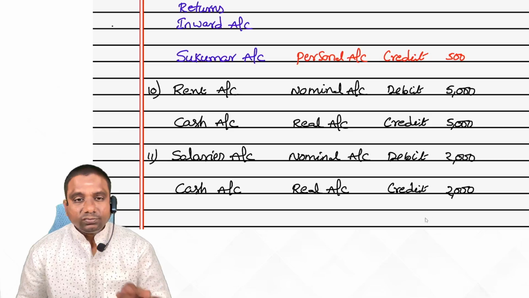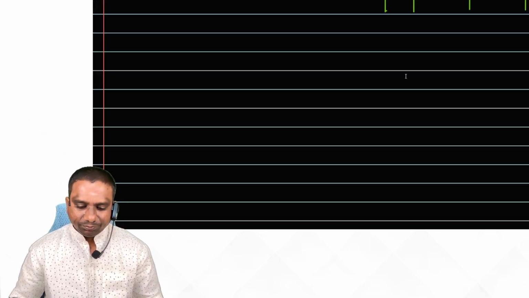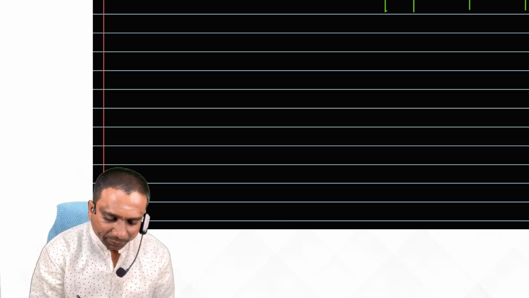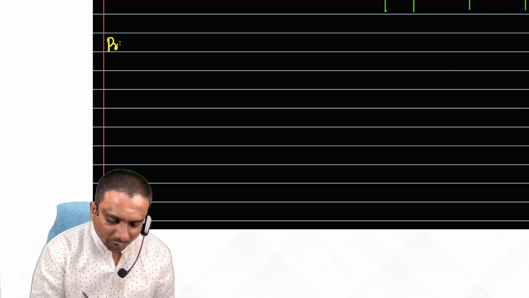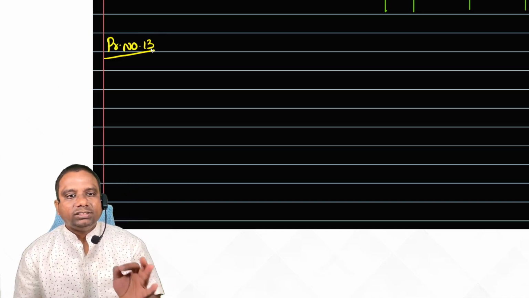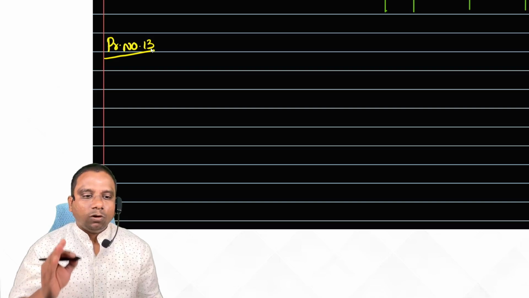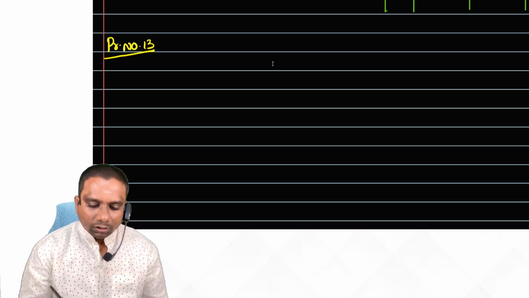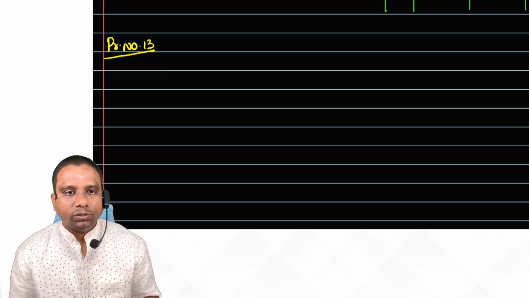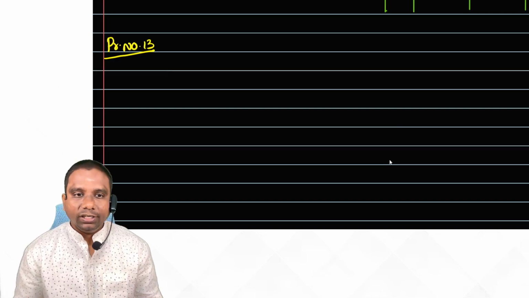Now, go to journal format. Quickly draw the journal format. Problem number. So try to maintain notes in a neat manner because this will help you at the time of exams. Now, how to write the heading? Writing the heading is very important, students.